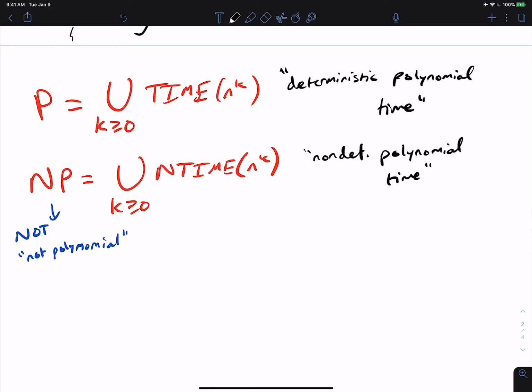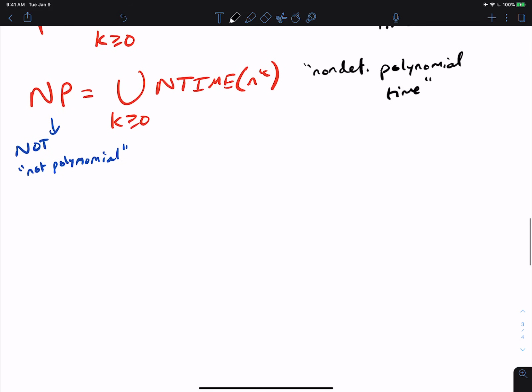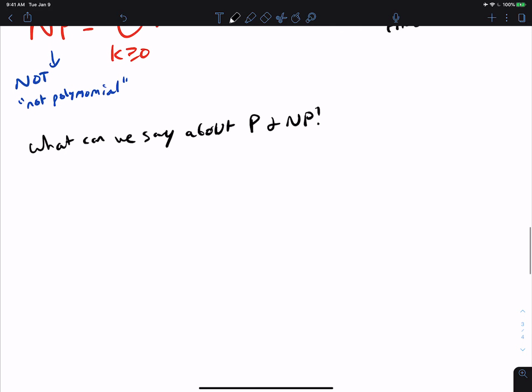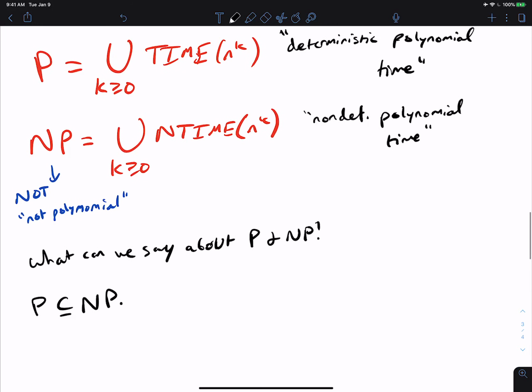Okay, so what can we say about these two sets of languages? If you have any problem that runs in polynomial time, deterministically, it belongs to P. And if it runs in non-deterministic polynomial time, then it belongs to NP. So what can we say about P and NP? It turns out that P is a subset of NP. So any problem that you can run in deterministic polynomial time, you can certainly run in non-deterministic polynomial time, because you can just simulate the deterministic machine and you don't even need non-determinism in that case. So every polynomial time problem in P is also in NP.